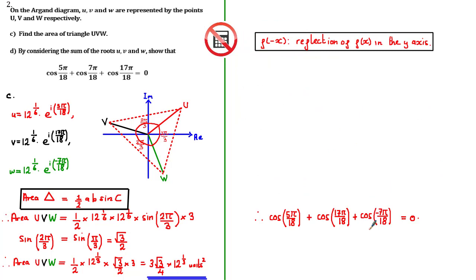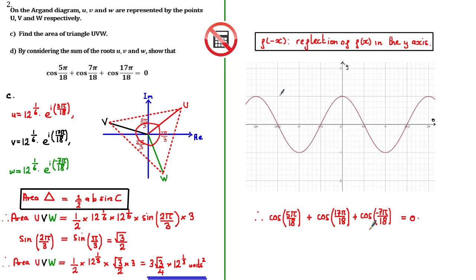And I like to think about this visually. So assuming we had a function f of x, then the function f of minus x would be a reflection of f of x in the y-axis. So if we draw the graph of cosine of x, then cosine of minus x would be a reflection of this graph in the y-axis. And if you reflected this graph in the y-axis, hopefully you would see that you would get exactly the same graph again, which makes it easier to see why cosine of x is equivalent to cosine of negative x.